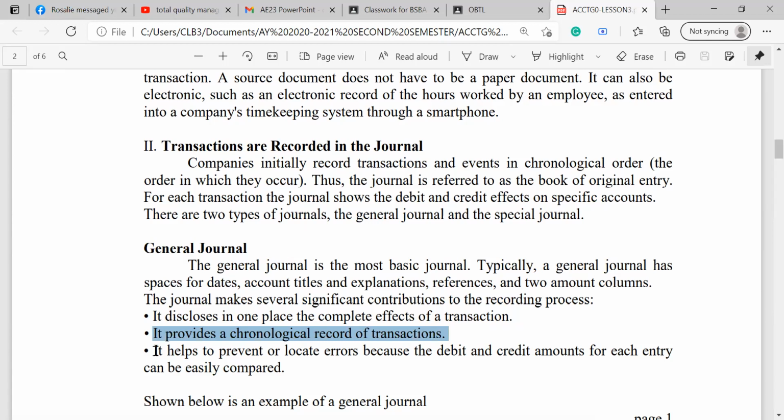Okay? Number 3, it helps to prevent or locate errors because the debit and credit amounts for each entry can be easily compared. So sa bawat transaction po na inire-record natin, sa bawat journal na ire-record natin, kailangan ang debit at saka ang credit amounts equal. So kapag ka po ang dinebit mo ay hindi equal sa kinredit mo, obviously may error na doon.